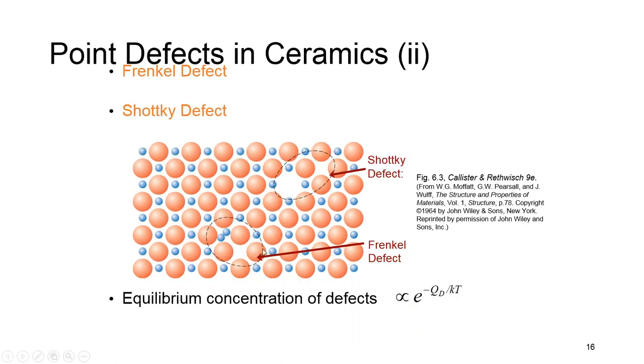If in ceramics there is a pair of cation interstitial and cation vacancy, it's called a Frenkel defect, and if there is a pair set of cation and anion vacancies, it's called a Schottky defect. Here, similar to the formula that we talked about, the equilibrium concentration of defects is relevant to this ratio here.